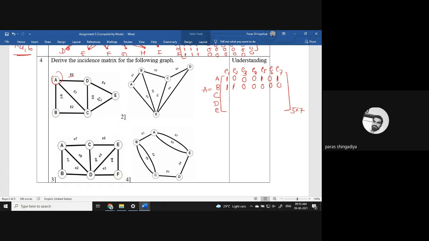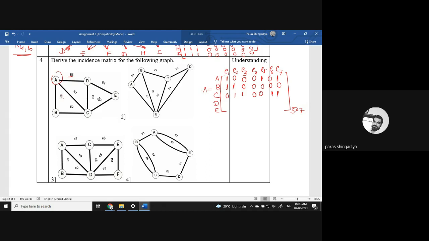So C with E1, that is 0 here. C with E2 is a 1. C with E3 is also 1. E4 is not incident with C, it is 0. E5 is also not incident with C, it is 0. And here E6 and E7 will be 1. Clear? And now for D.